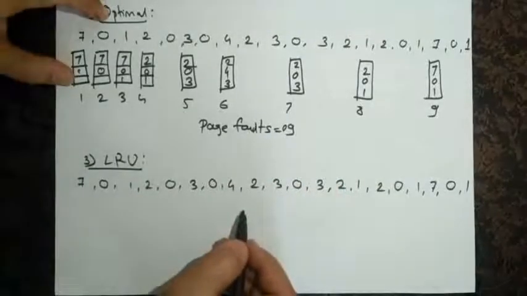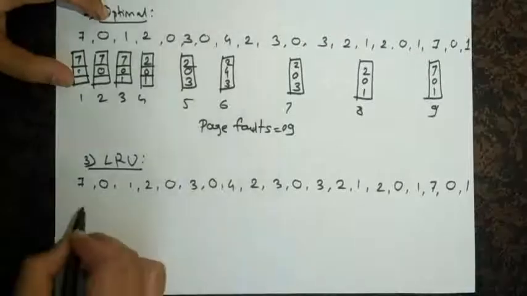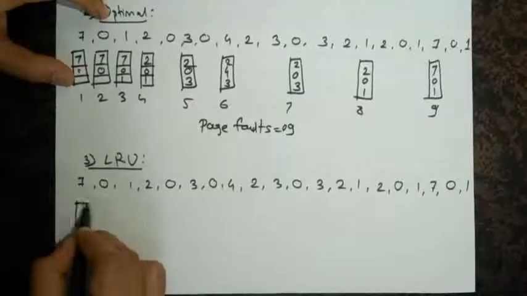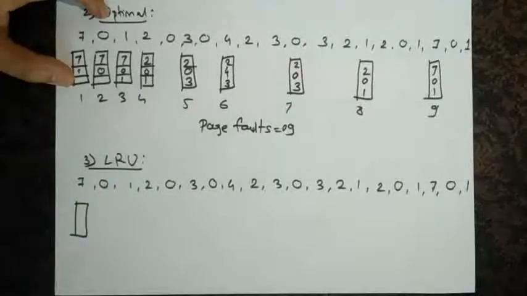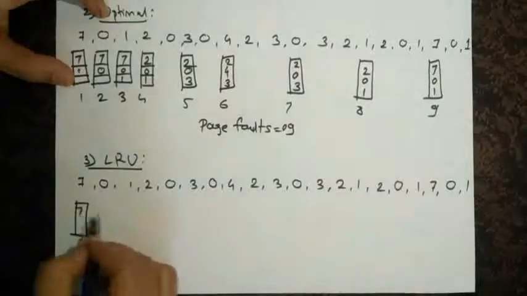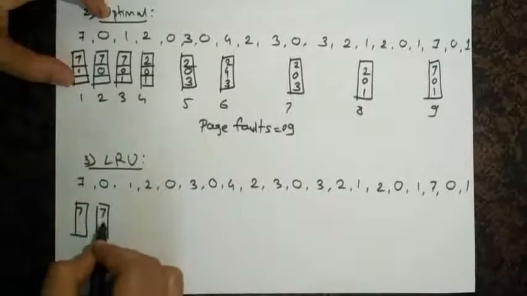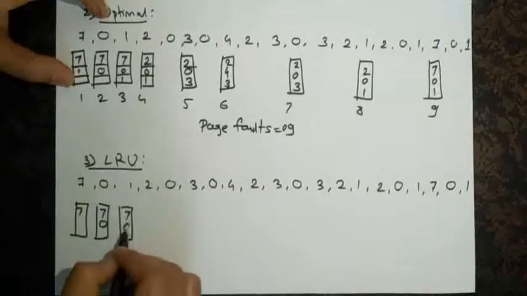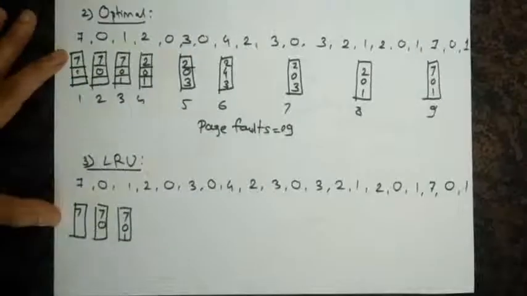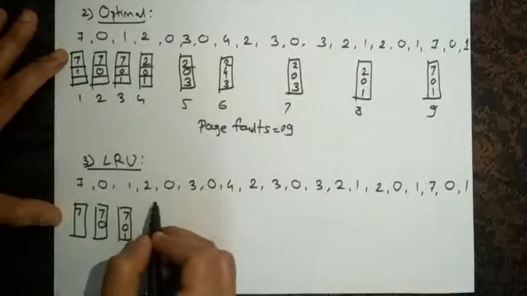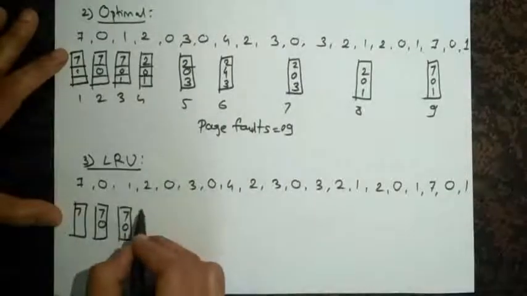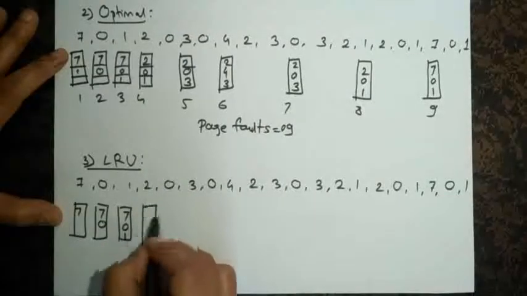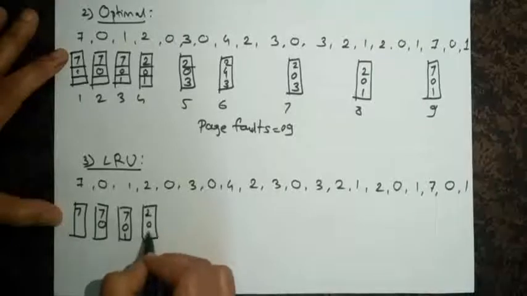Now let us see the implementation of the LRU page replacement algorithm. As we see, the initial placements of the pages in the frames are as they are. So we put this 7, then 0 and then 7, 0 and 1. Now when 2 comes, we see which is more past. So we see that 7 is more past, so we replace this 7 by 2 over here and the 0 and 1 as they are.